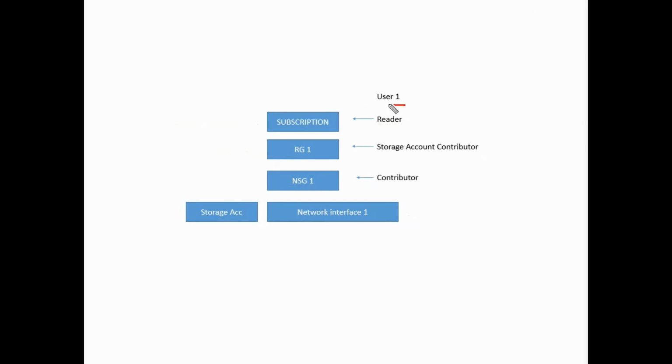Let's understand user 1 role assignment by this diagram. So user 1 has the reader role on the subscription, that means it can read everything under resource group 1, for the NSG1, for any storage, and even for a network interface. So everywhere the reader role is applicable because it is on the subscription level.